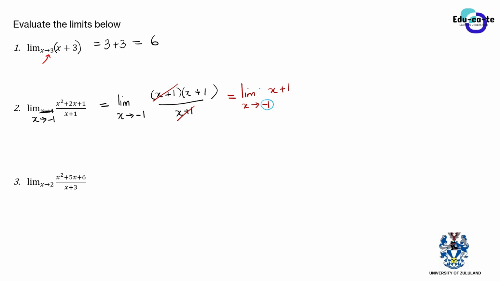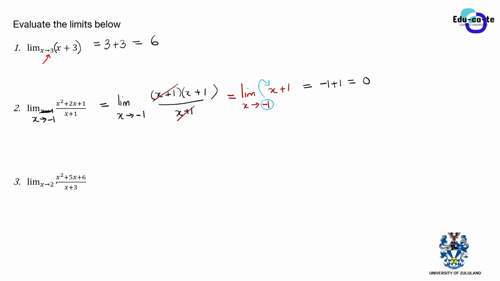So now this is way easier because you can substitute. Just take -1 and put it where there is x. That will be your limit. So this will be -1 plus 1, so the limit here is 0. Cool. So whenever you try to substitute and you find out that your expression is undefined, then there must be a common factor.